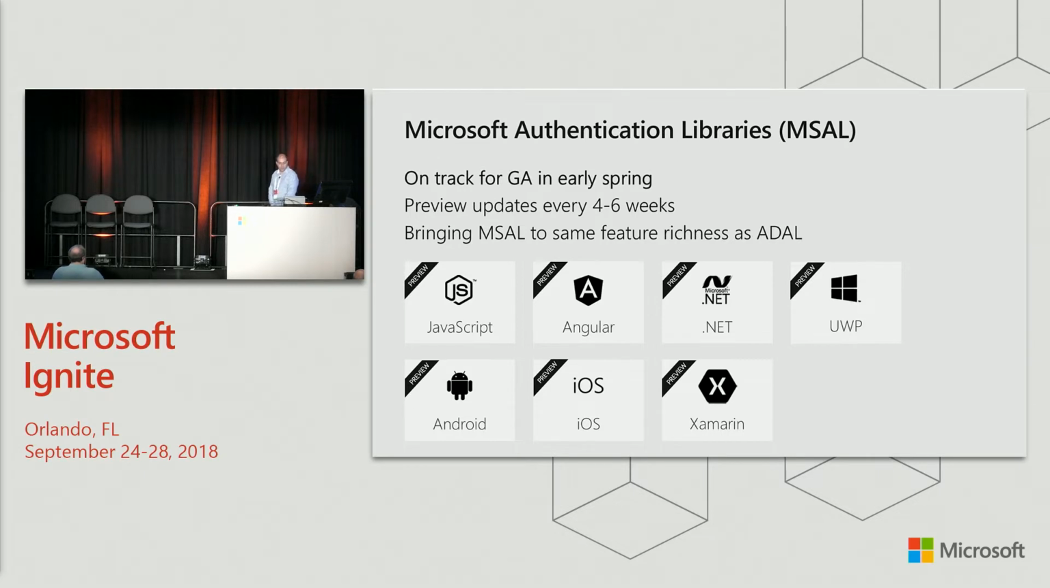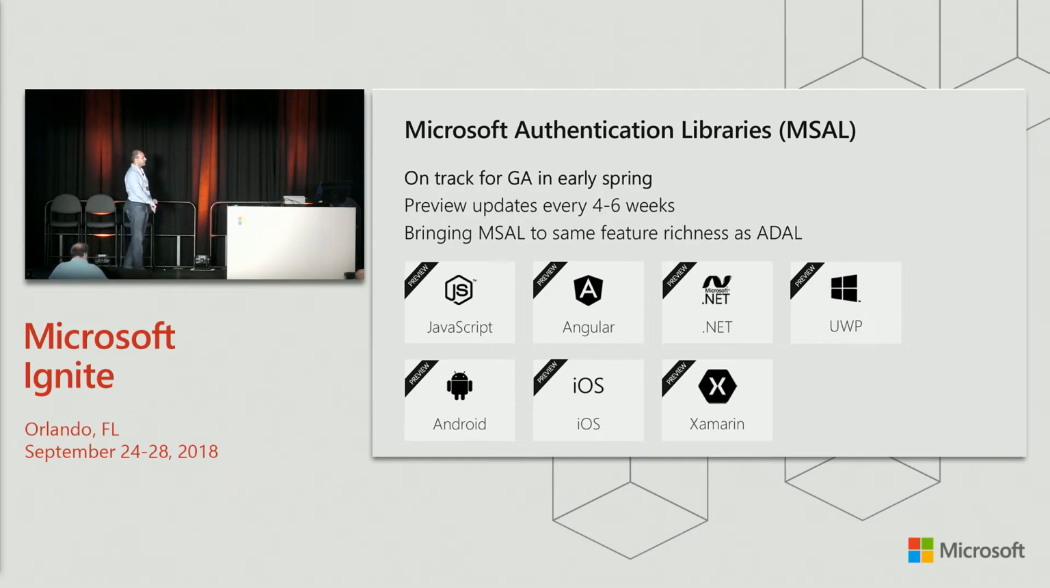You can expect that you can get these GA. We're on track to GA these in early spring. Well, if you're in the southern hemisphere, all bets are off. But northern hemisphere, early spring. Preview updates every 4 to 6 weeks. And we're bringing MSAL to the same feature richness as ADAL.